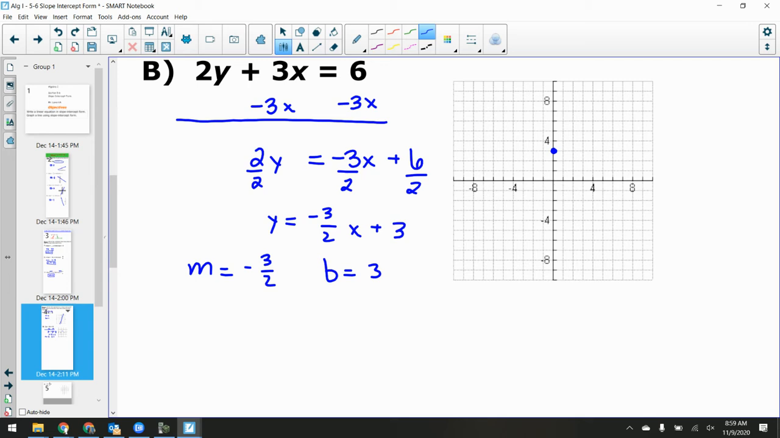And now I graph the -3/2 slope. Down 3, right 2. Down 3, right 2. Up 3, left 2. Up 3, left 2. Whoa, that's a curvy line. Still a curvy line. We have to do something after 3. I would do at least one to the left and one to the right of your y-intercept.